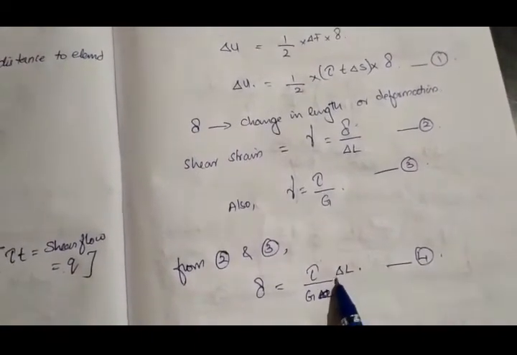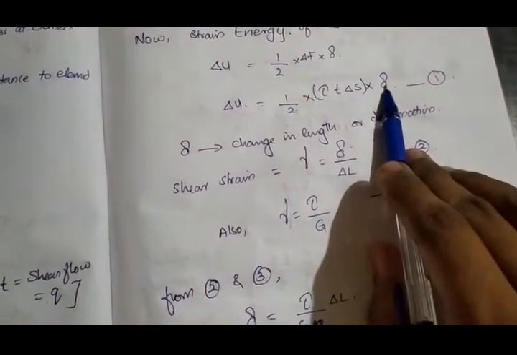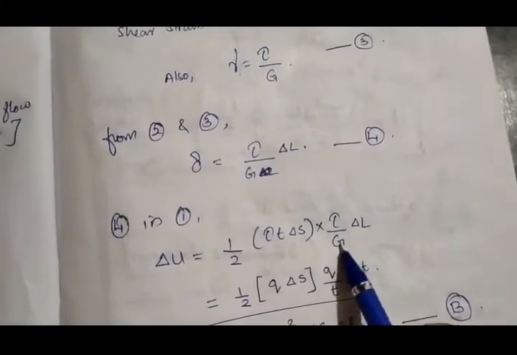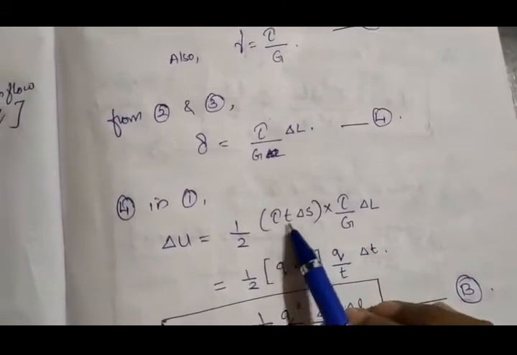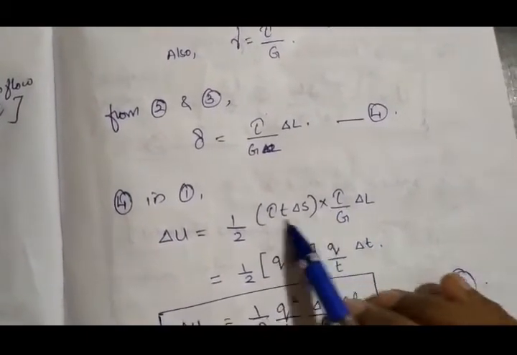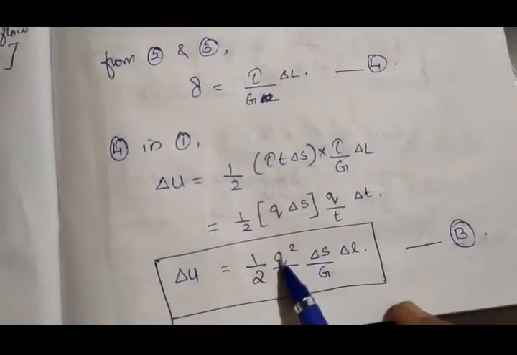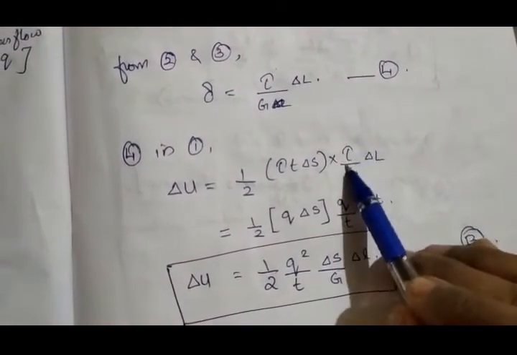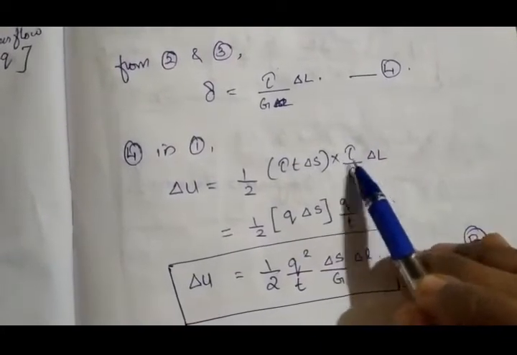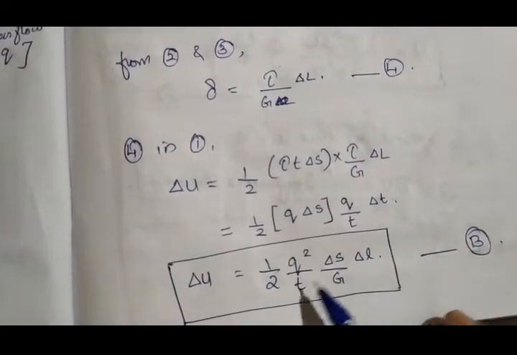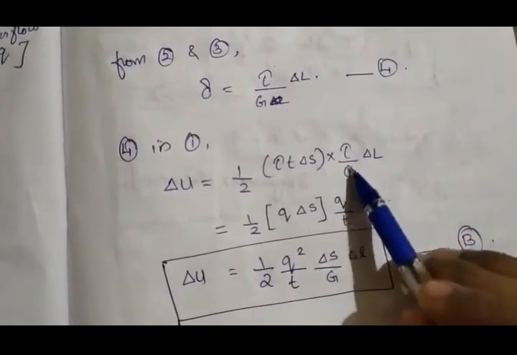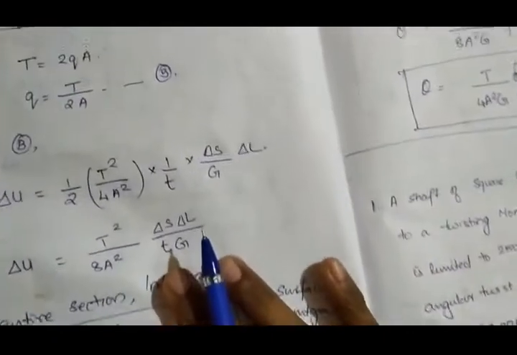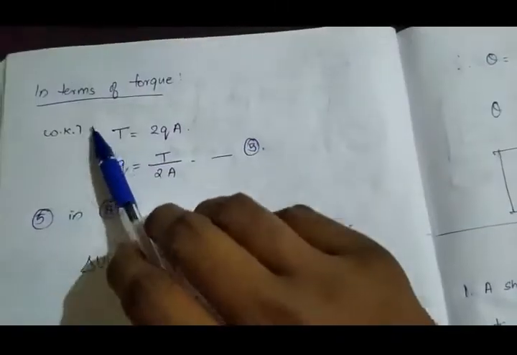Now substitute the value of delta in this equation. You will get 1/2 tau t delta s into tau by G into delta L. Tau t is nothing but q. I want q squared, so you will get 1/2 q squared by t, because here you only have tau; to make it q, you divide by t. So q squared by t, delta s by G into delta L. This is the small strain energy.